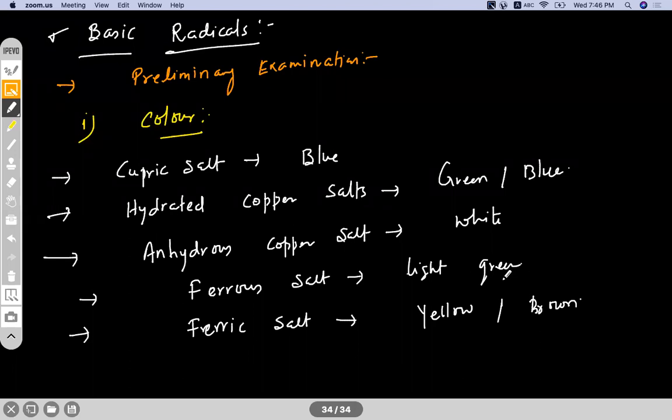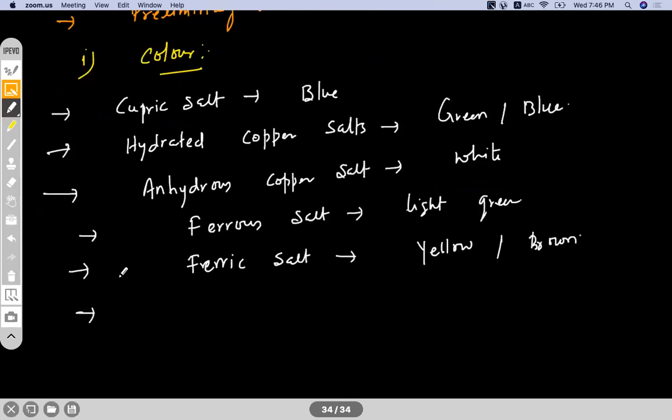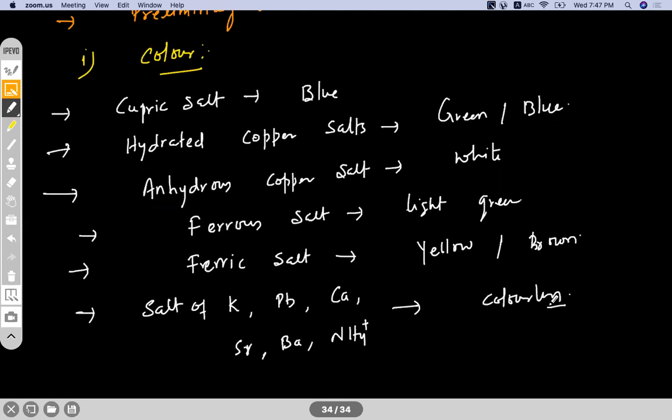One more thing: some elements have colorless salts. Write down colorless salts. If you have salts of potassium, lead, calcium, strontium, barium, and NH4+, all these salts are colorless. There are a lot more, but I'm just giving you some important ones.